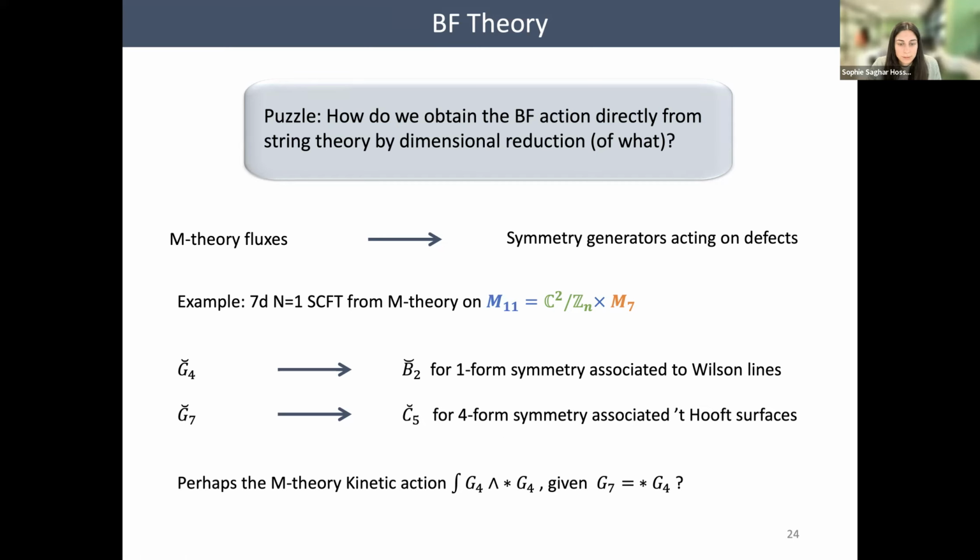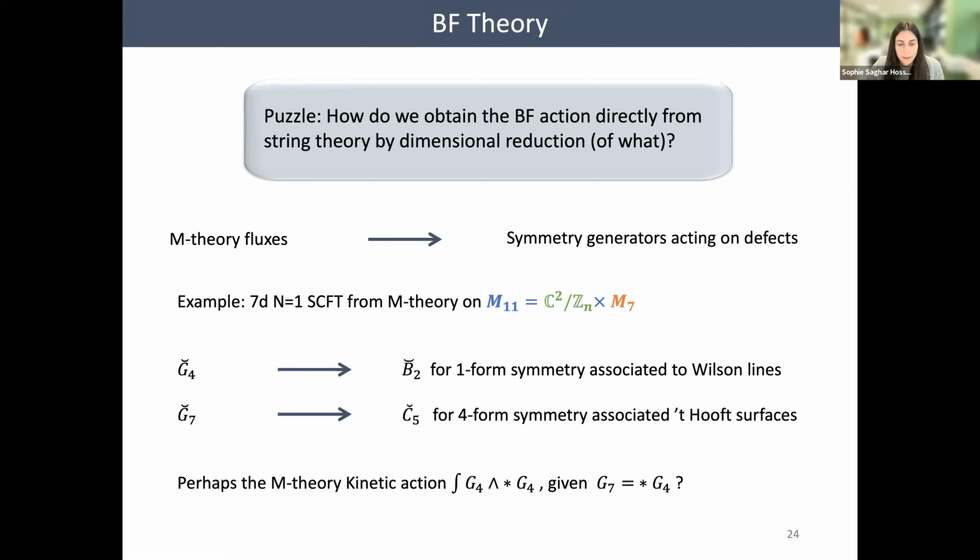So if we were to get this BF action from a string theory by some reduction of some action, maybe it could be from the reduction of the kinetic action of M theory, because there you have G4 and then you have a star of G4, and you know that G4 and G7 are dual. So it looks like if you reduce this, maybe you get the BF action, but that actually doesn't work.